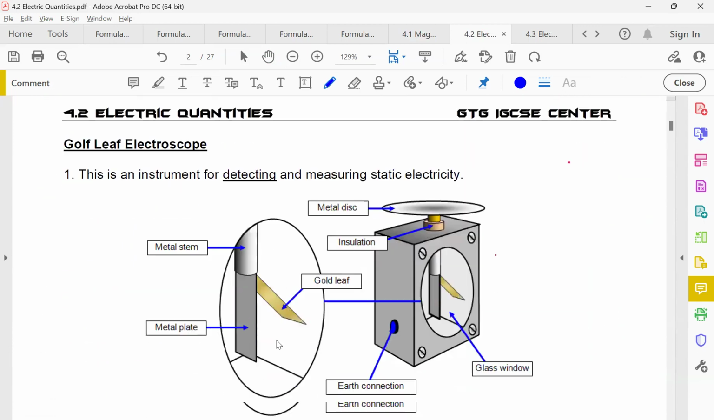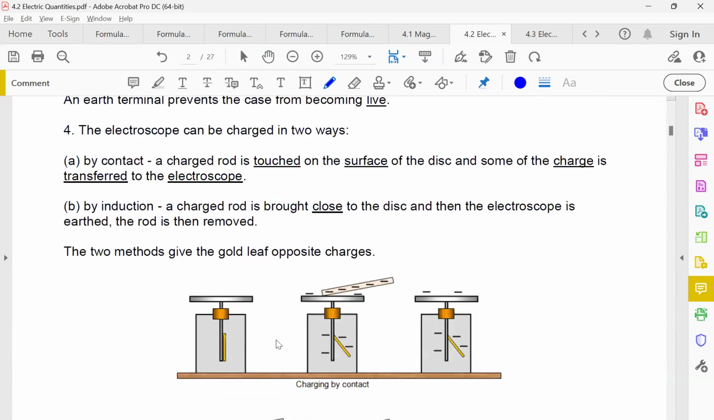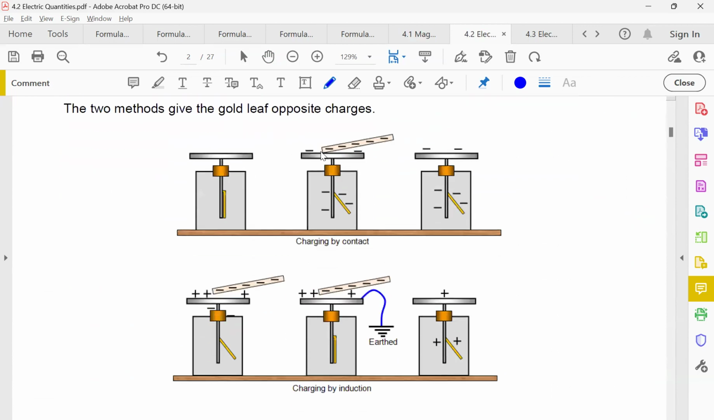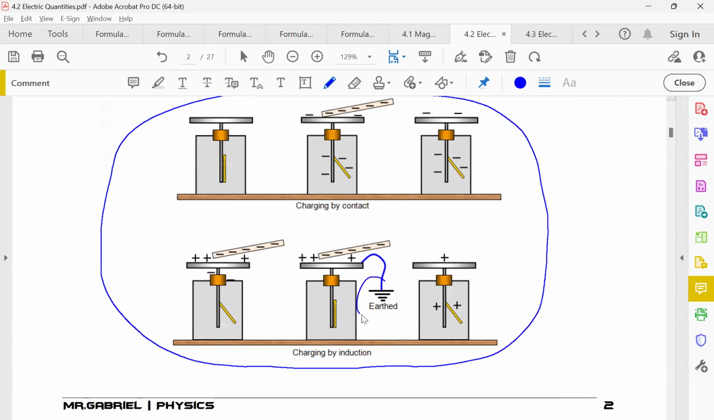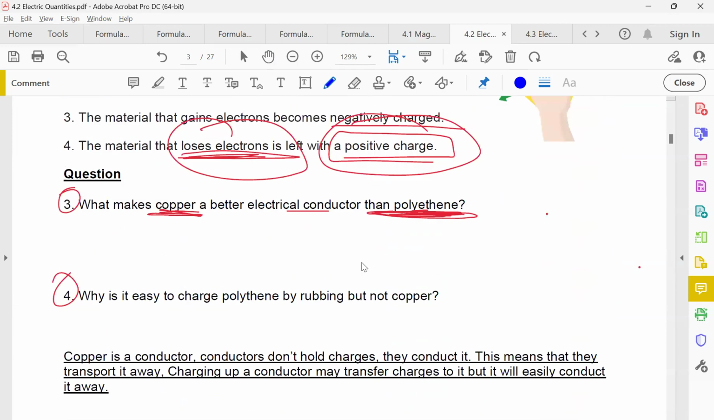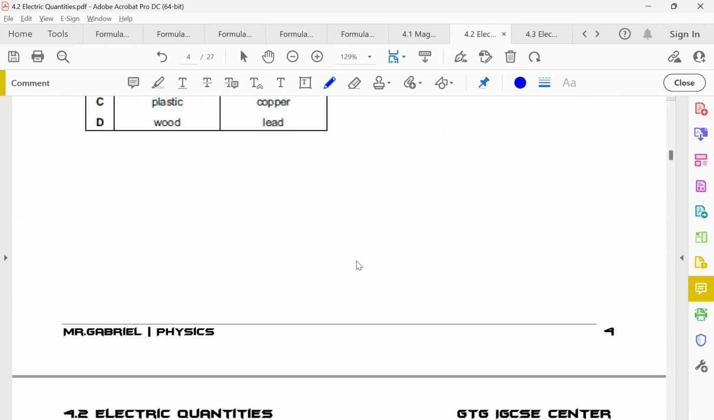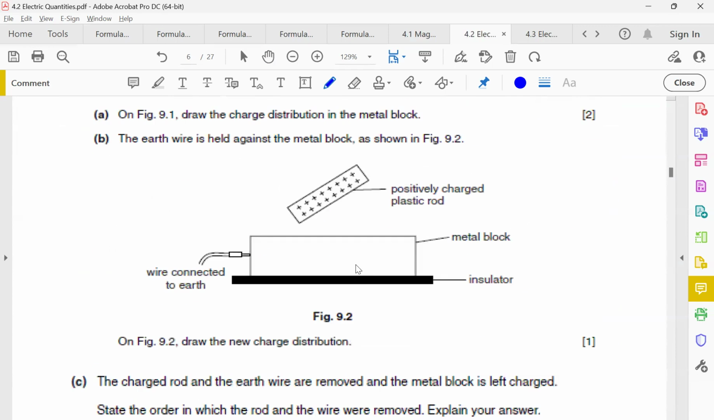Okay. And this one is also relatively important. You guys still remember this? Yes. Basically, you need to know when to remove, which one to remove first, the earth wire or the rod first, guys. You remove the earth wire first, then you remove the rod. You can refer to that here, guys. For those who need to refer, it's going to be your answer here.